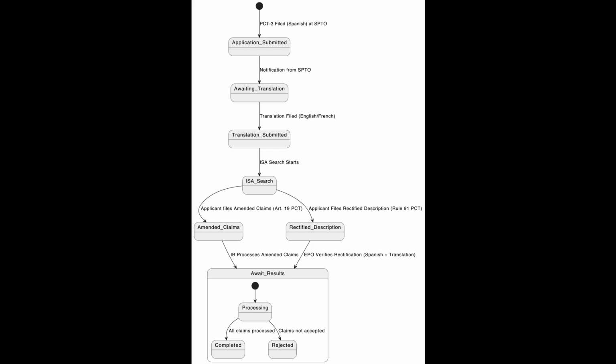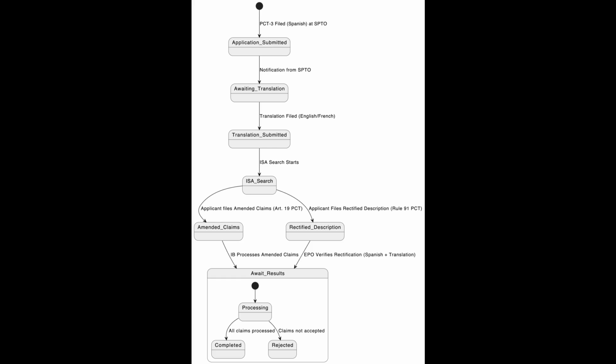Amended claims language. It can be incorrectly assumed that they must be filed in the language of the original application rather than the language of translation. Rectified description. One should not forget that it needs to be filed in both the original language and the language of translation. Recap and reflection.